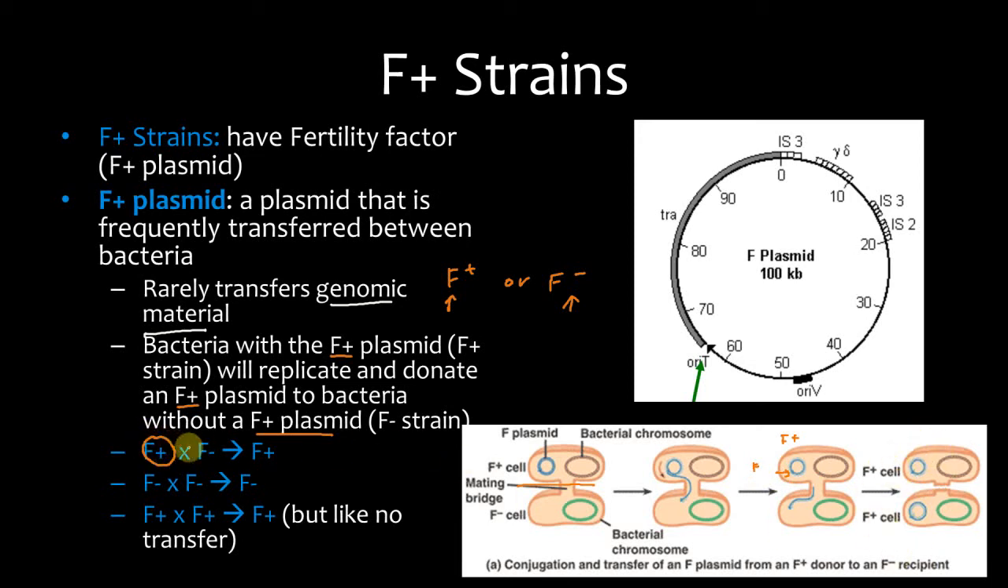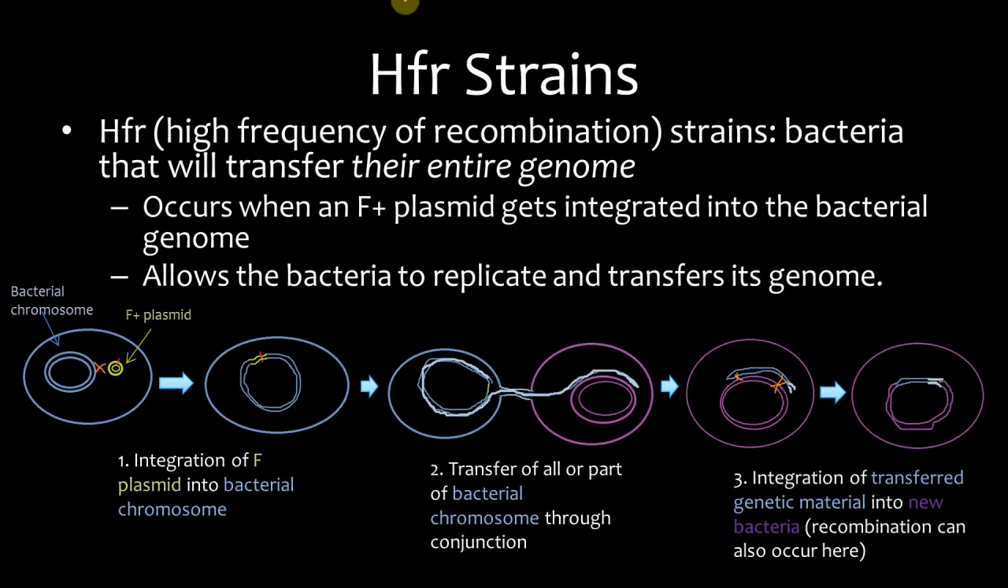Okay, so an F plus crossed with an F minus results in an F plus, right? So here we have an F plus, here's an F minus. It results in two F pluses. If you just have an F minus and F minus, obviously you're gonna end up with an F minus because we're not transferring anything because neither of these have the F plasmid. And then if you have an F plus and you have another cell with an F plus, then you just result with both having F pluses, but there's no transfer, obviously because both of them already have the F plasmid. So the F plasmid is only transferred from a bacteria with an F plasmid to a bacteria without an F plasmid, so the final result is both have F plasmids.